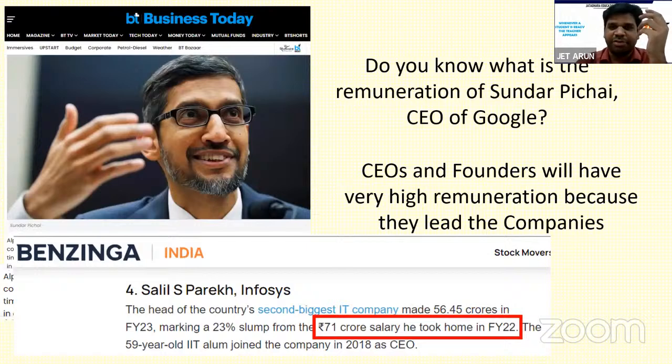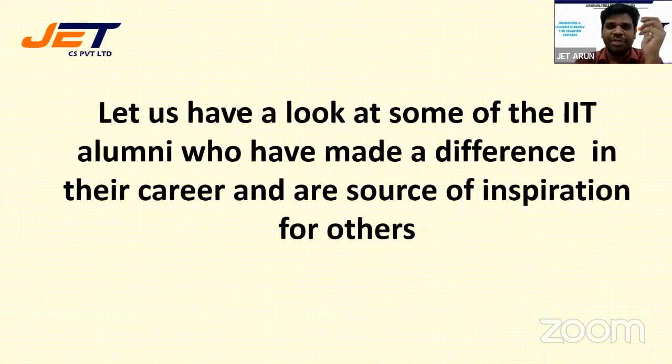Salil Parekh, CEO of Infosys, had a 71 crore salary in the year 2022. Now let us have a look at some of the IIT alumni who have made a difference in their careers and are a source of inspiration for others.